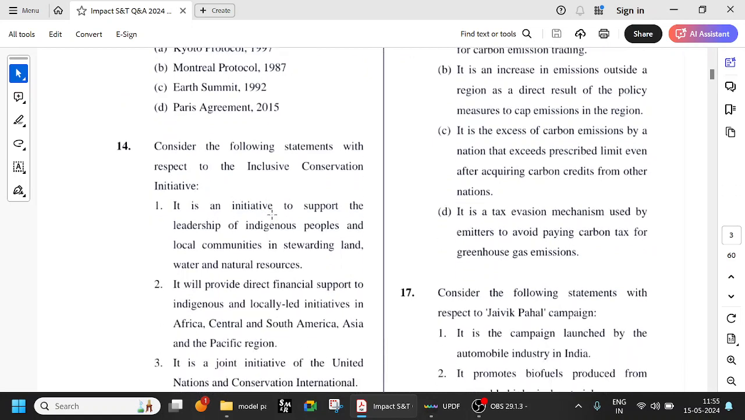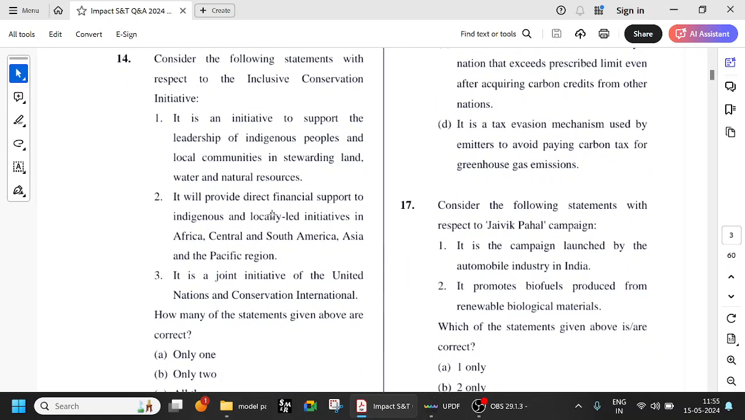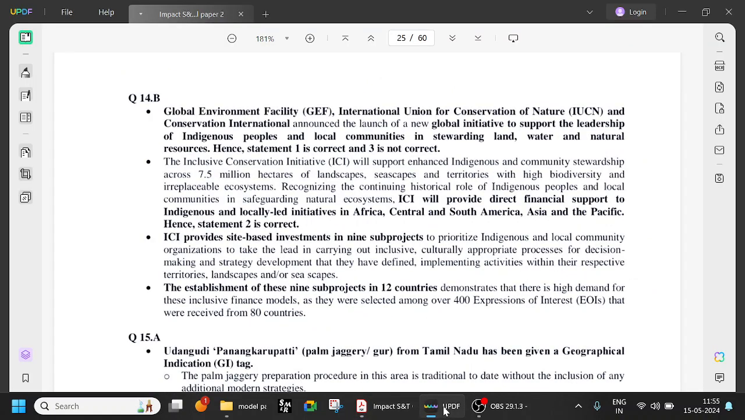Consider the following statements with respect to the Inclusive Conservation Initiative. Okay, so let us look at what the Inclusive Conservation Initiative is. Global Environment Facility, International Union for Conservation of Nature, IUCN. This is also very important. IUCN, International Union for Conservation of Nature, and Global Environment Facility. Also, we have seen it is the funding mechanism for UNFCCC, Minamata Convention, all those things. Around 5 things, okay.